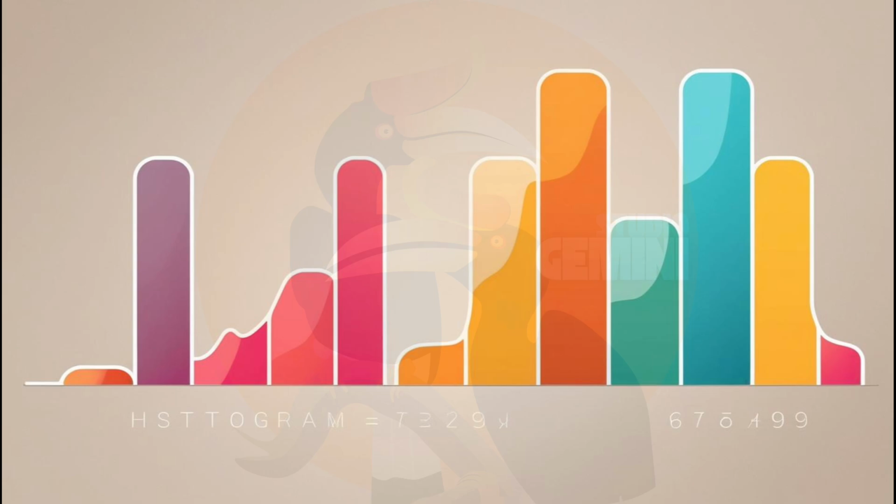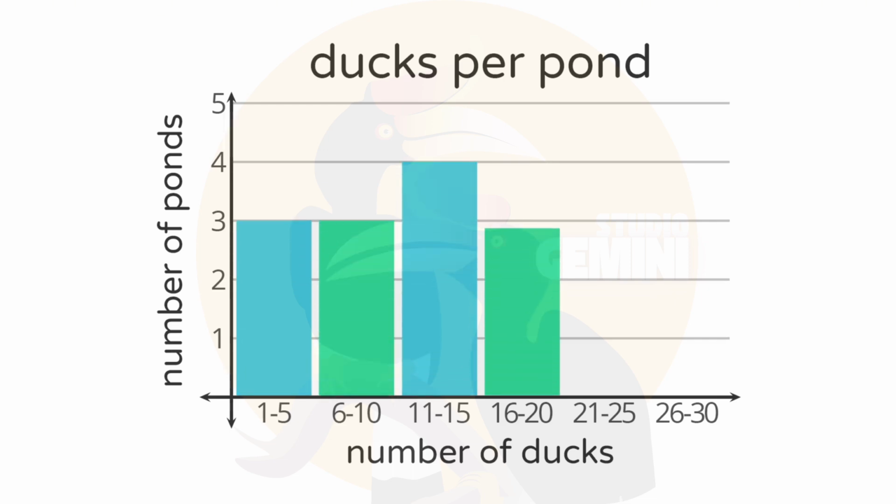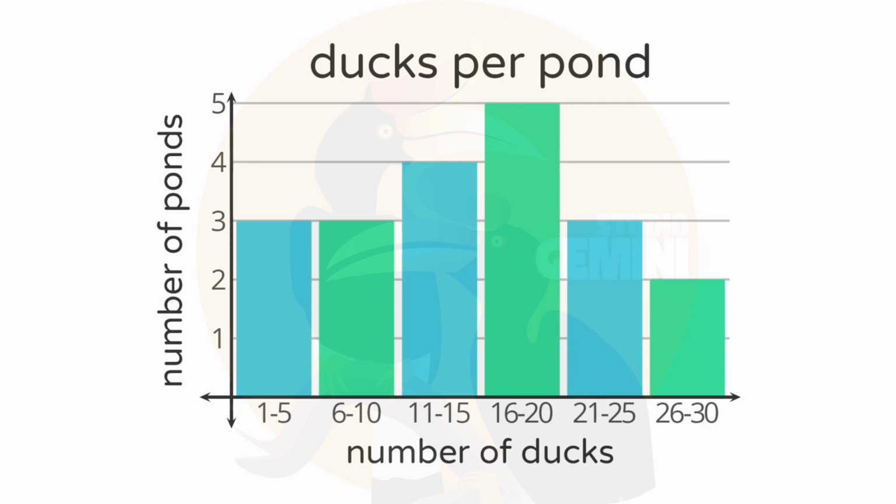We can use a histogram to count the number of ponds that had a certain range of ducks. Ponds with 1 to 5 ducks, ponds with 6 to 10, 11 to 15, 16 to 20, 21 to 25, and 26 to 30. That looks a lot better. And it tells us something about duck ponds in the city.